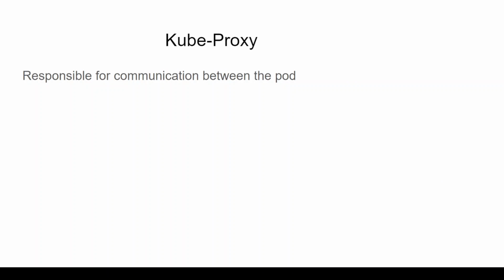And the last component is kube proxy, and it is responsible for communication between the pods.